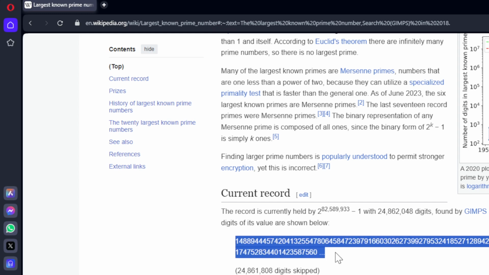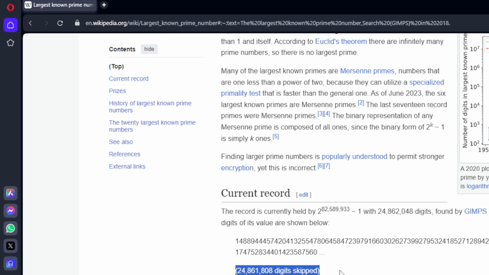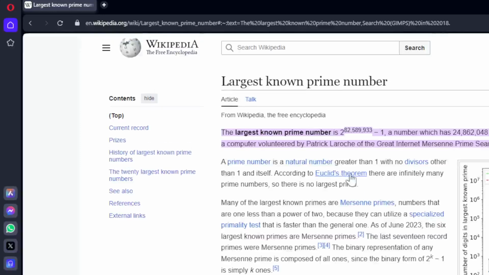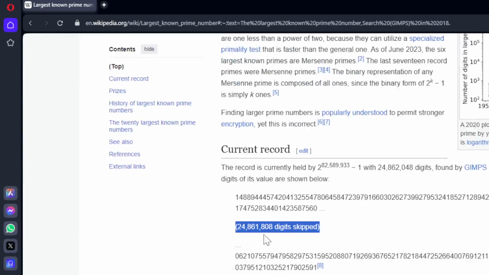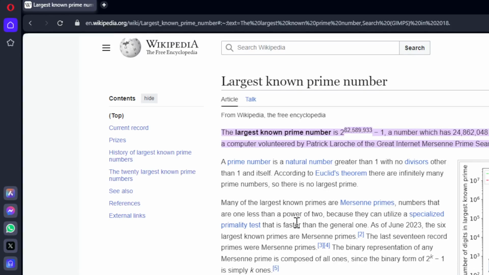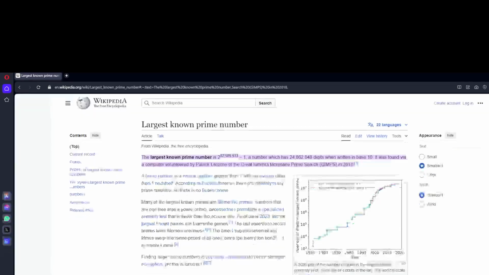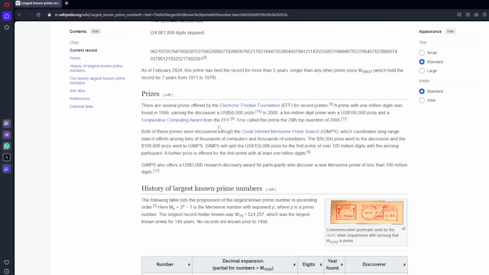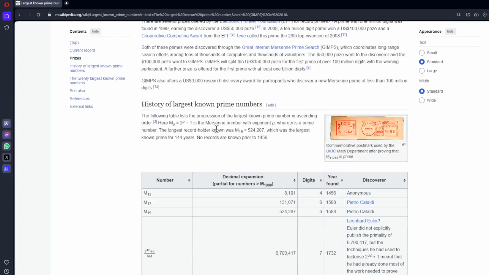So this is how it starts. And then they just skip all of the random 24 million digits. Oh my stars. They don't even want to write the number. Wikipedia doesn't want to store it. Sorry, let me show you guys properly. But yeah, Wikipedia doesn't want to show the number. That's how long it is. I mean, if they had to write 24 million characters, no.